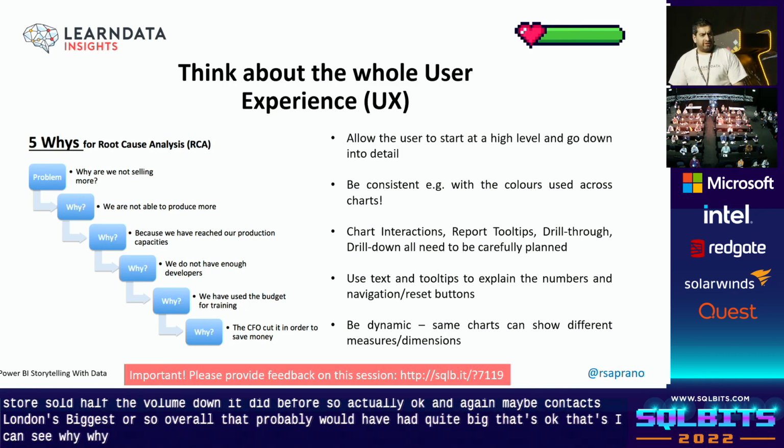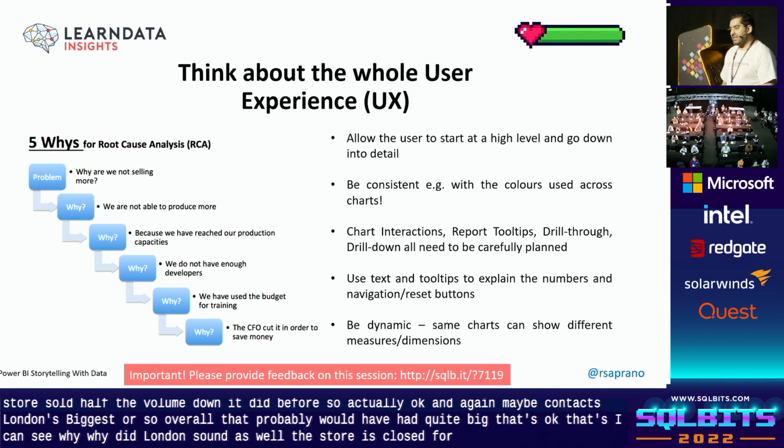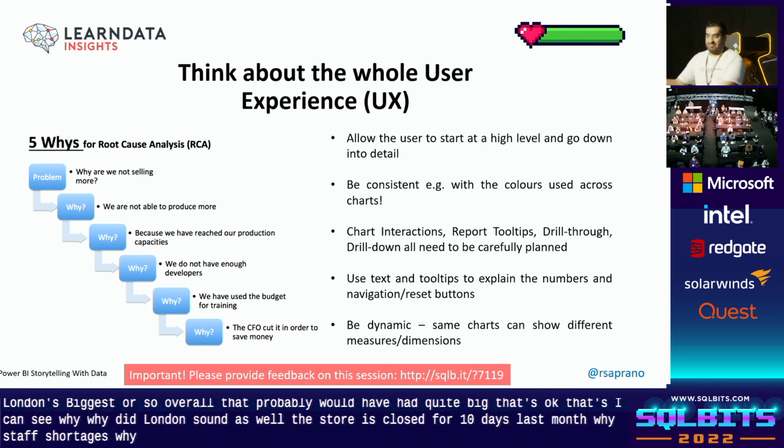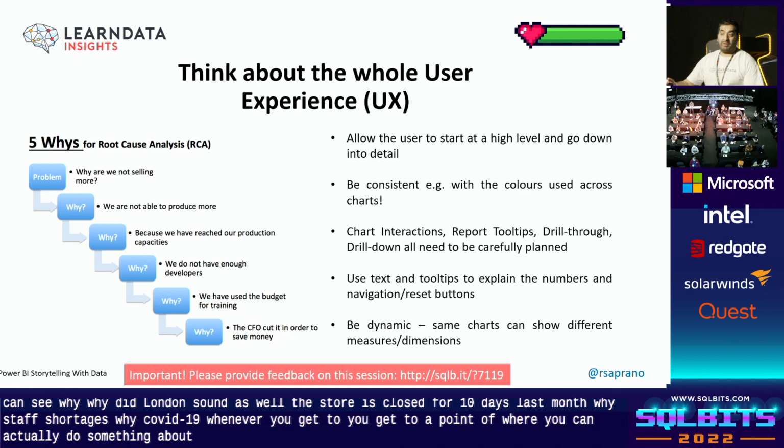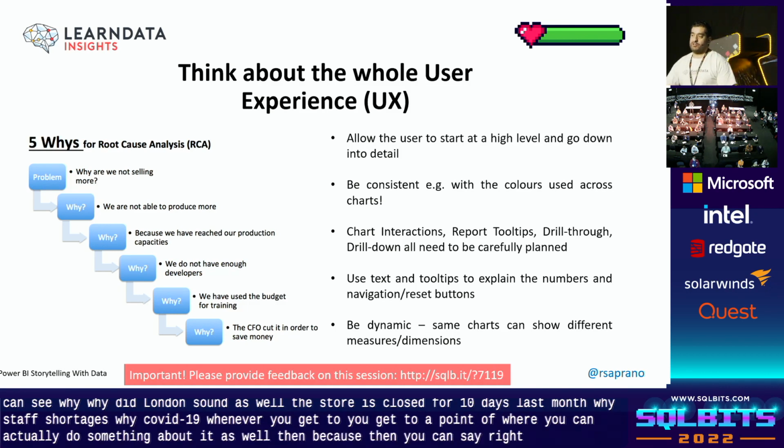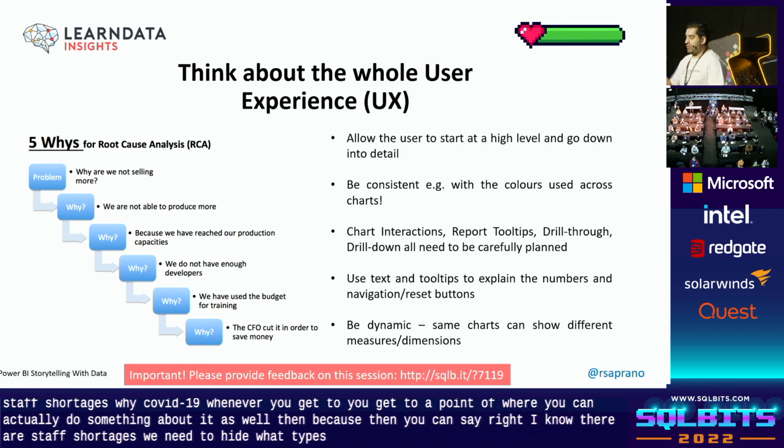Why did London sell less? Well, the store was closed for 10 days last month. Why? Staff shortages. Why? COVID, Boris Johnson, whatever. You get to a point where you can actually do something about it, because then you can say, right, I know there were staff shortages, we need to hire more temp staff. You get to the reason of why that is.